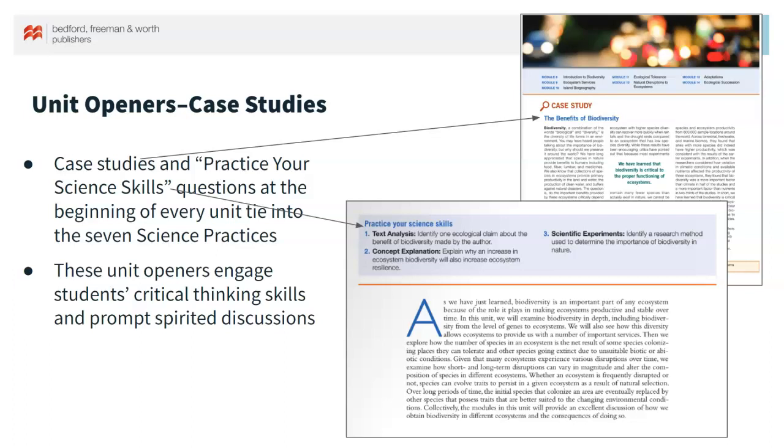Each case study ends with practicing your science skills questions to test students' understanding and to assess their ability to draw upon the science practices, particularly text analysis and scientific experiments. In the 4th edition, we've added practice your science skills questions, paired with each case study, that have students analyzing the content from the case study through the lens of the 7 science practices.